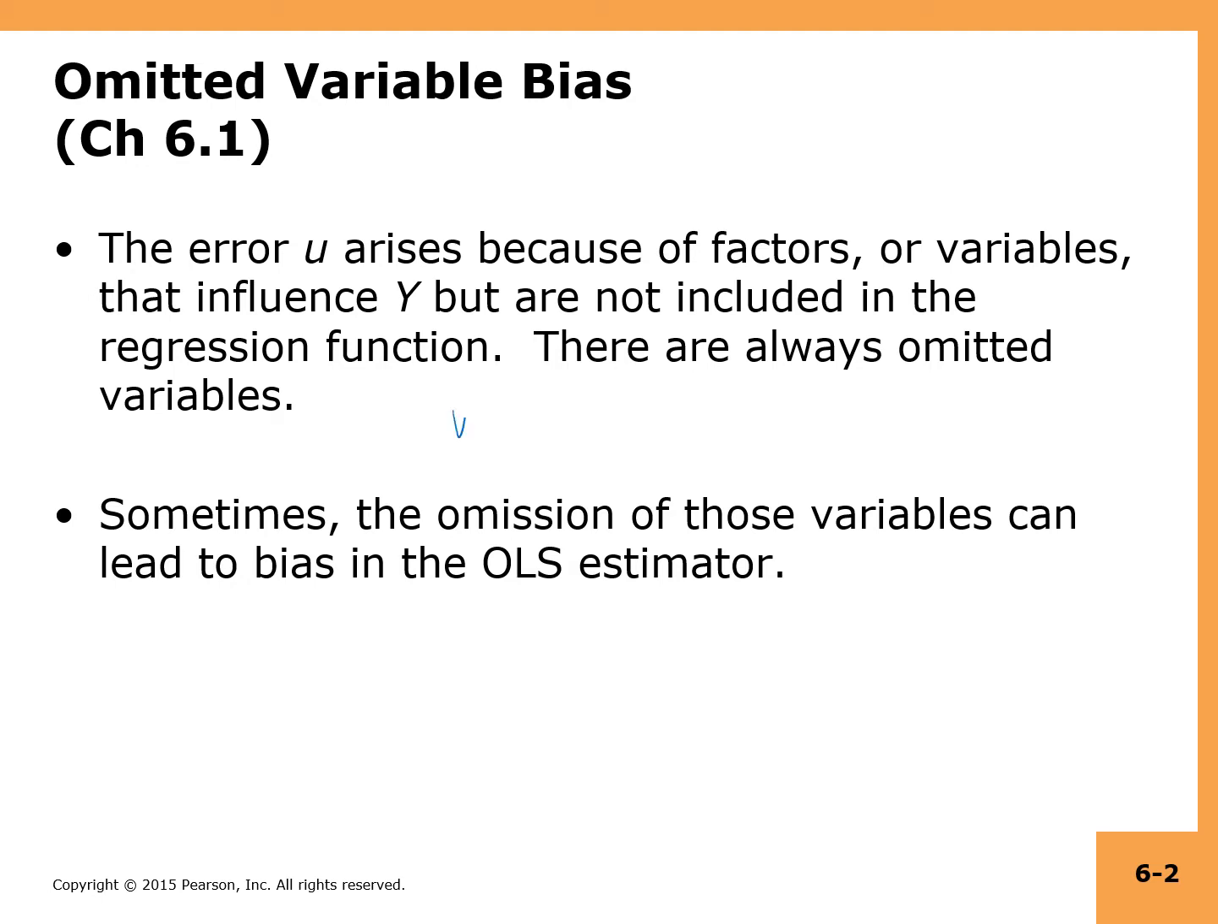So for simple linear regression, we have an intercept and one independent variable. And then there are other terms that could potentially impact our dependent variable y, but it's not included in the model as a regressor. So whatever is not included in the model as a regressor is all included in this error term u. The problem is that sometimes omitting some of these variables can lead to OLS bias, or beta 1 being biased.